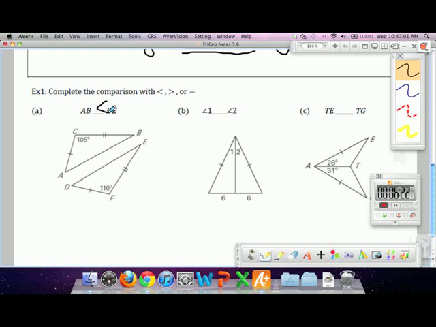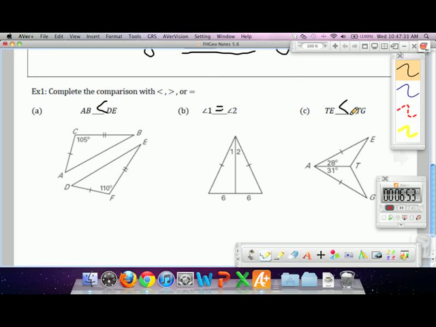In example B, which one is larger, 1 or 2? Neither one. They're the same measure. Okay. The opposite sides are congruent, then the included angles have to be congruent. And lastly, what's our larger side? TG. There we go.